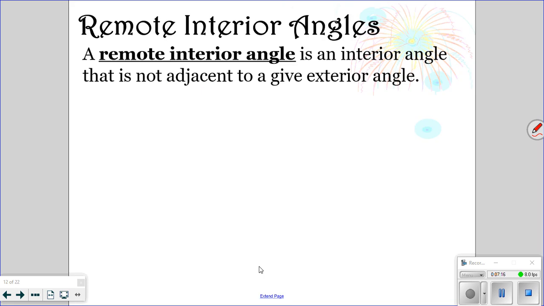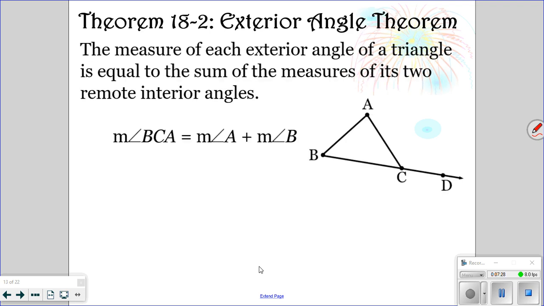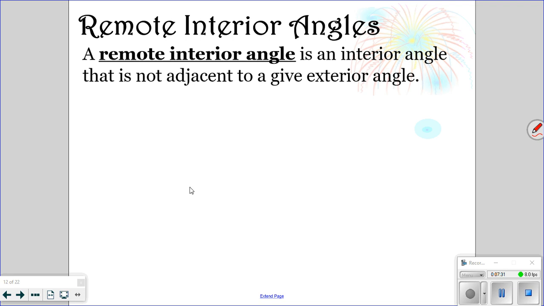Now we're going to look at remote interior angles. A remote interior angle is an interior angle that is not adjacent to a given exterior angle. So let me draw a picture of that real quick. So this is an exterior angle. This one is adjacent to it. So we want an interior angle that is not adjacent to this one. So this angle and this angle. This one and this one are interior. They're remote interior angles because they are not adjacent to this exterior angle.